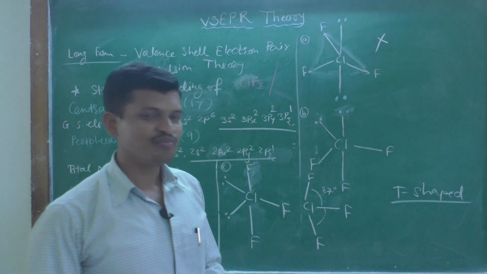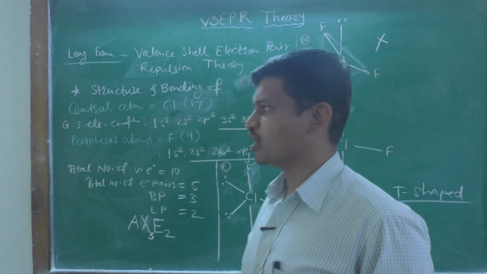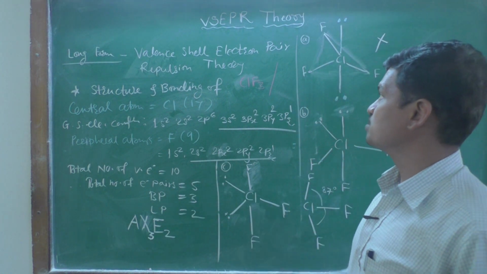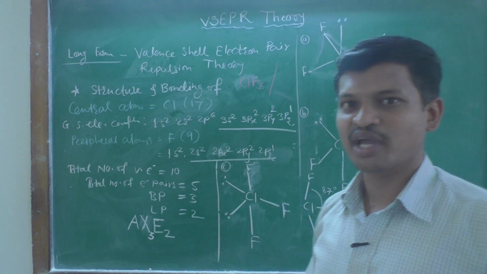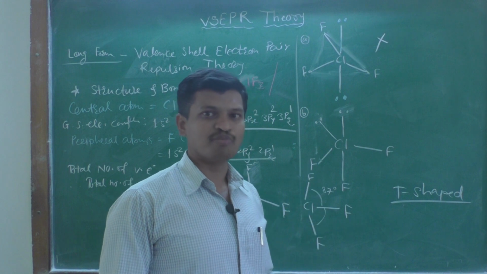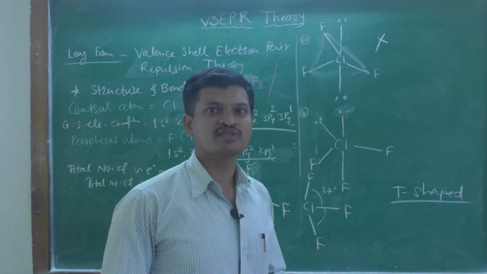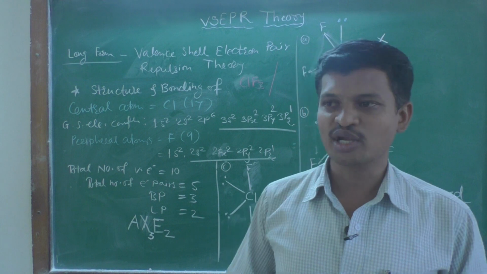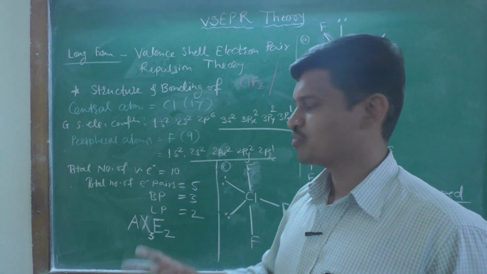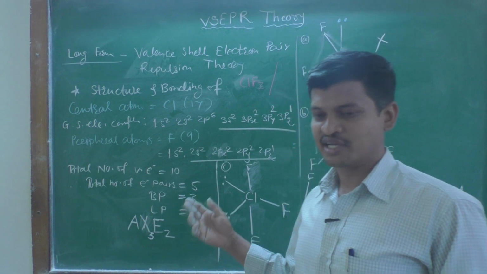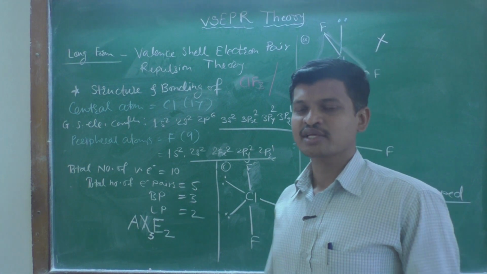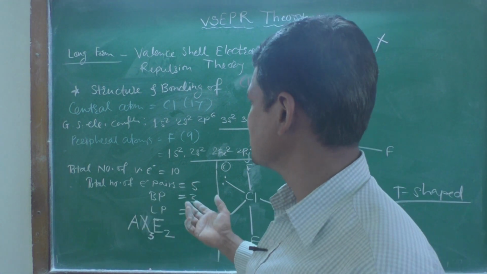So this is the shape, bonding and structure of the ClF3 molecule that can be explained on the basis of VSEPR theory. The same can be applied for the BrF3 molecule, and hence the shape of the BrF3 molecule is also T shape. The expected geometry is trigonal bipyramidal, but due to the presence of two lone pairs at the equatorial position, the actual shape of the molecule is T shape. So I think you got the point.